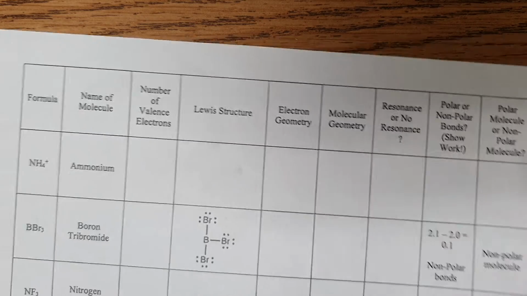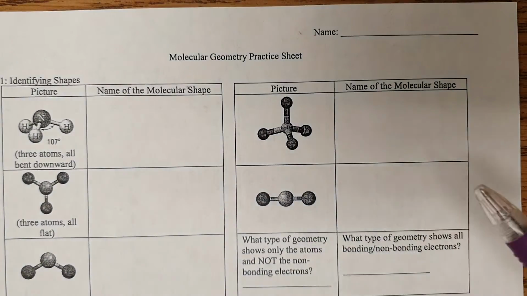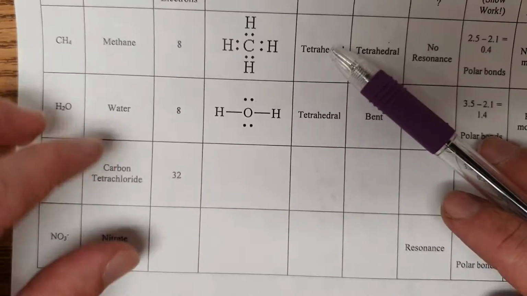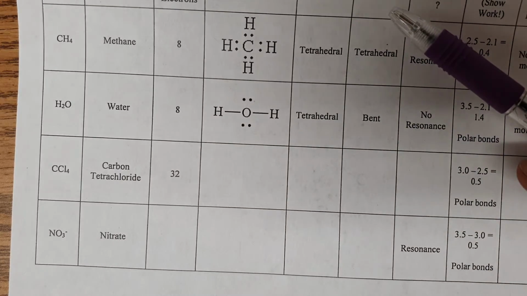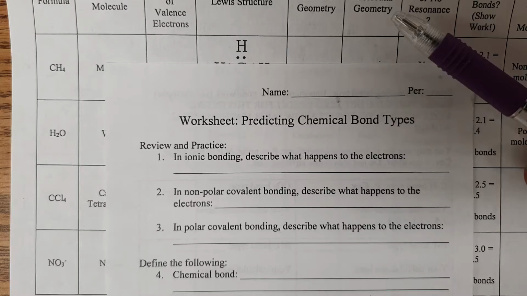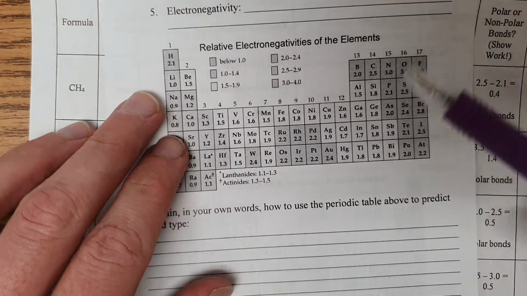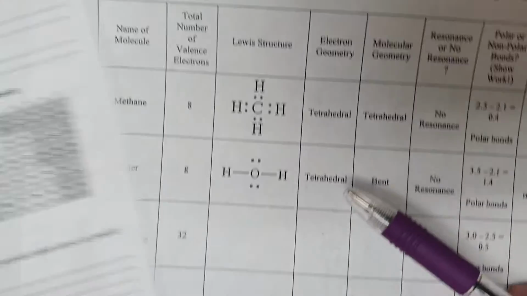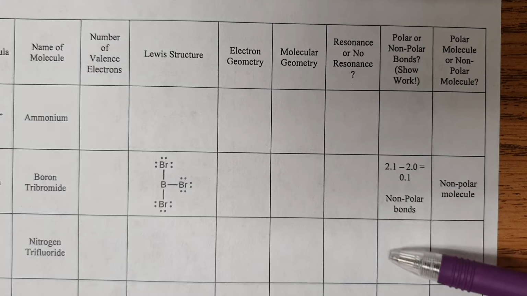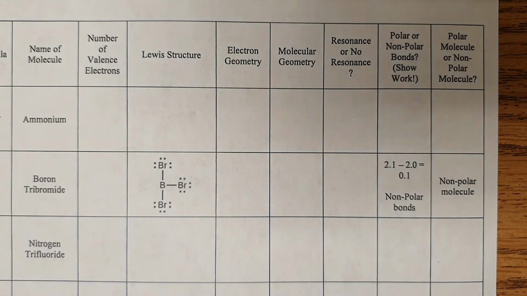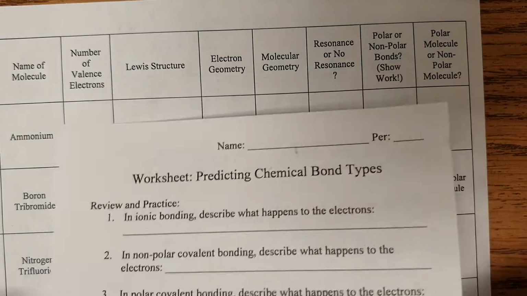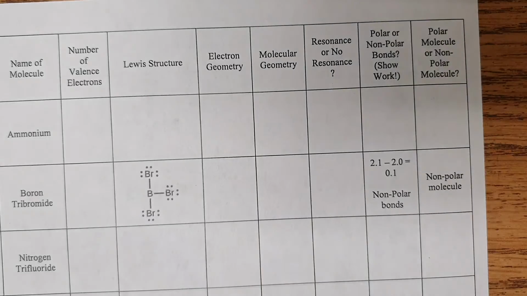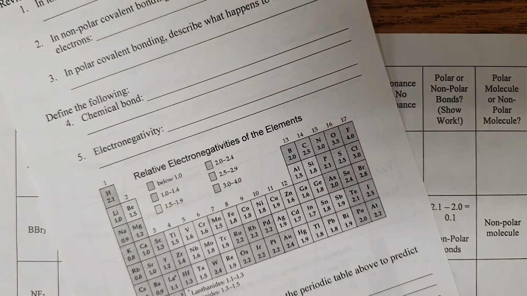So before you get started with this, you need some things. One, in order to figure out the Lewis structures, you need to know valence electrons, so make sure you get a periodic table handy. Make sure you also go to your notebook and find this worksheet, Predicting Chemical Bond Types, because you need it on the back side to find out whether the bonds are polar or not. So get hold of a periodic table, find this worksheet, and a calculator might be handy for subtracting the numbers to get the bond types.